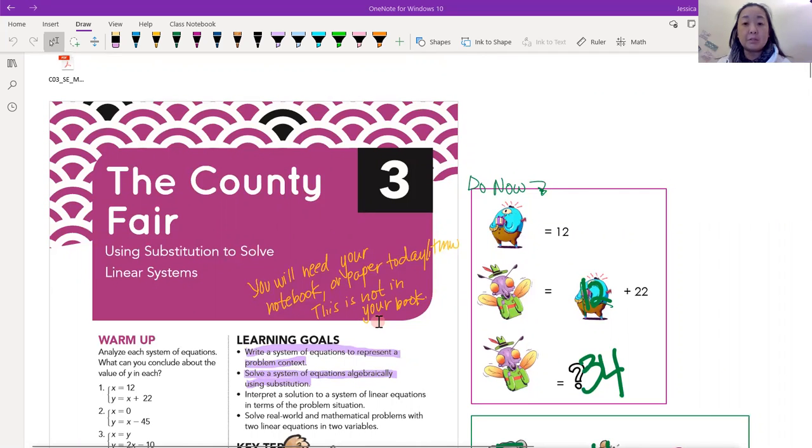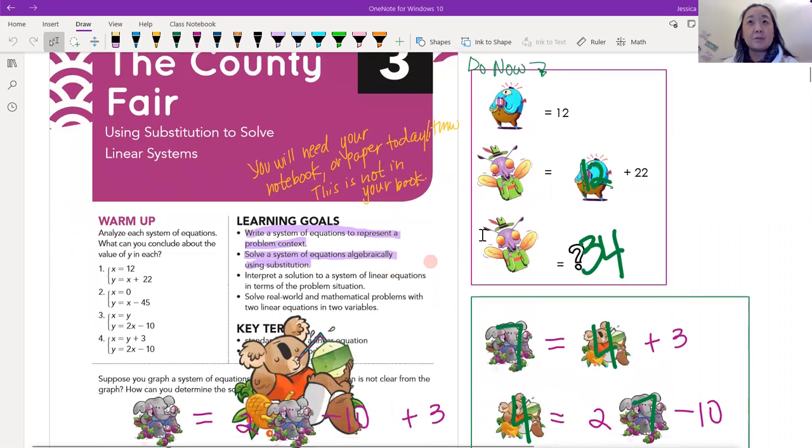This will be on using substitution to solve systems of equations. So what I did for you here is this is our do now. If you notice here, we have our cyclops hiding right behind the 12, and we said that cyclops is 12. Great. We know that the fly guy is equal to cyclops plus 22. So if that's true, what is the fly guy equal to? We're like, okay, this is a puzzle. Let's try and figure this out. Somebody said, well, if cyclops is 12, then 12 plus 22 is 34, which means fly guy has to be 34.